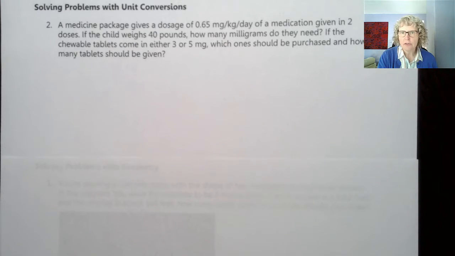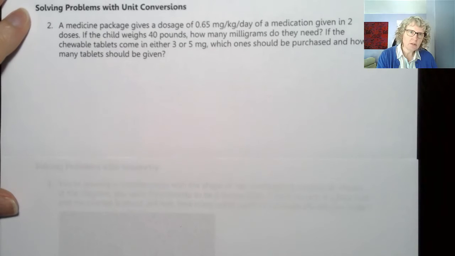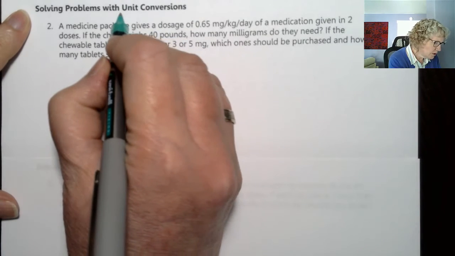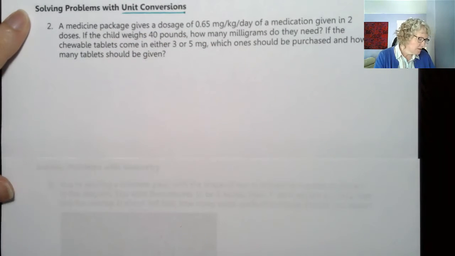So again, just pay attention to whatever directions you have on whether you need to write out the whole process or whether it's more abbreviated problem. Okay? So for the first one, solving problems with unit conversions. So whenever we have some different units, let's look at that.